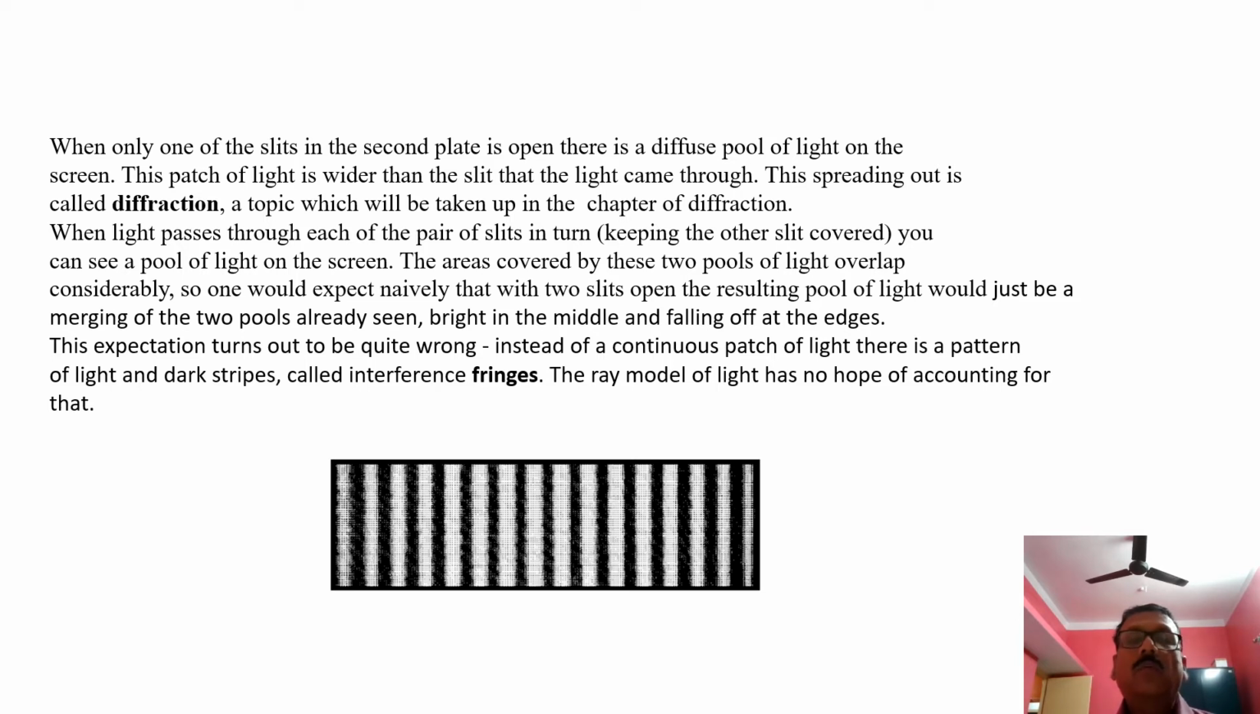So one would expect naively that with two slits open, the resulting pool of light would just be a merging of the two pools already seen, bright in the middle and falling off at the edges. These expectations turn out to be quite wrong. Instead of a continuous patch of light, there is a pattern of light and dark strips called interference fringes or interference pattern. The ray model of light has no hope of accounting for that.